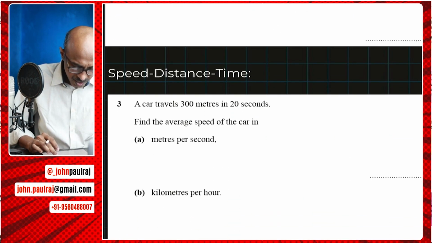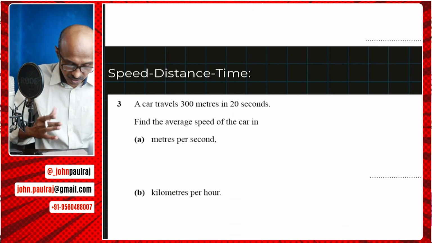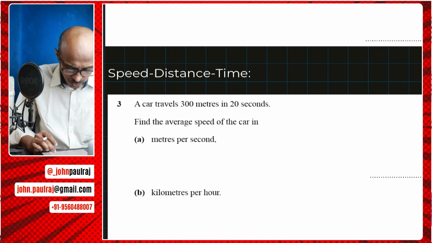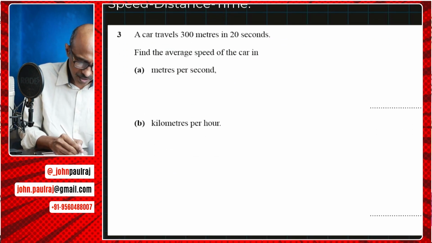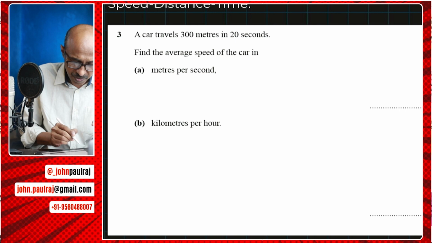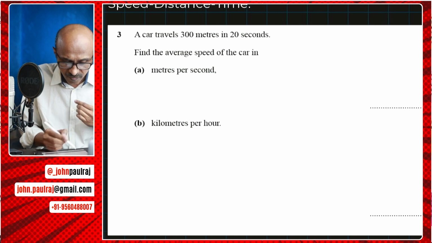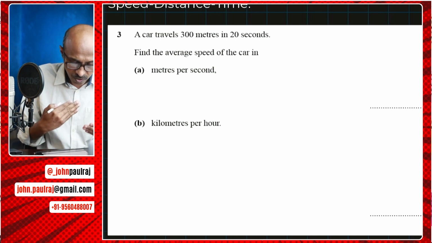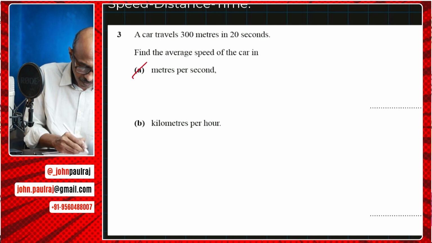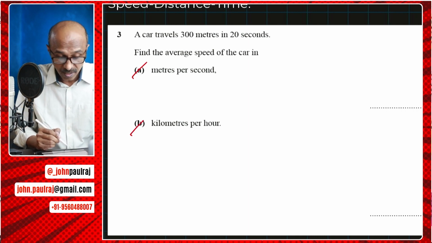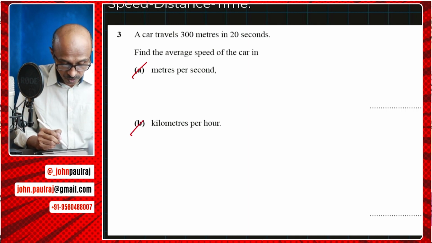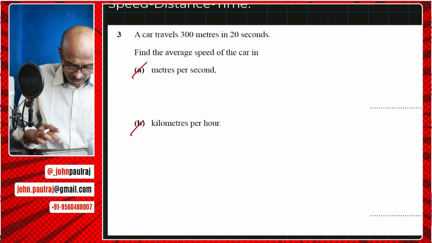Okay, so the next one is speed, distance, time, or speed, time, distance, whichever you call it. These questions also come. The first one, I think, is to find the speed. They've already given the units in meters and in seconds. The car travels 300 meters in 20 seconds. Find the average speed, and that's simple. All right, distance over time. And the second part of the question is to convert that speed in meters per second to kilometers per hour. So the conversion is being tested.